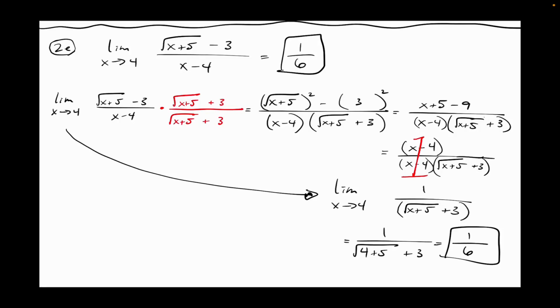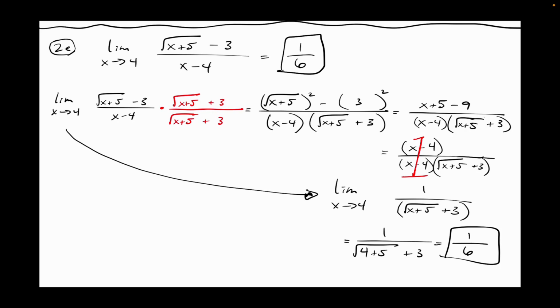So the problem we left off with yesterday was the limit as x approaches 4 of the square root of x plus 5, minus 3, all divided by x minus 4. So here's the thing. When do we use this process? You're going to use it if there's a square root involved, some sort of root.